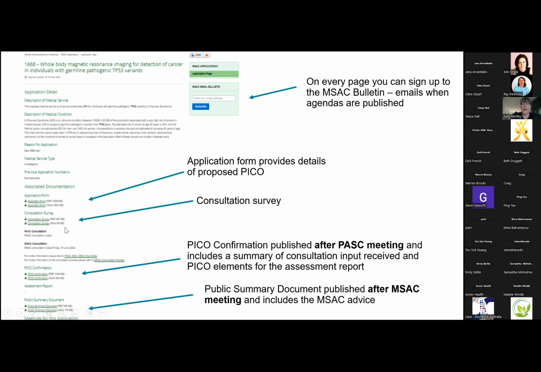So after the PASC meeting, the final PICO confirmation will be published on the web page, and it will be down the bottom here, and people can access that. And then finally, when it goes to MSAC and MSAC gives its advice to the government, there will be the public summary document. So each application that goes to MSAC will have a page like this where people can access the information. And down the bottom will also say where it's up to in the process, which meeting it's been to. So this is an important source of information.